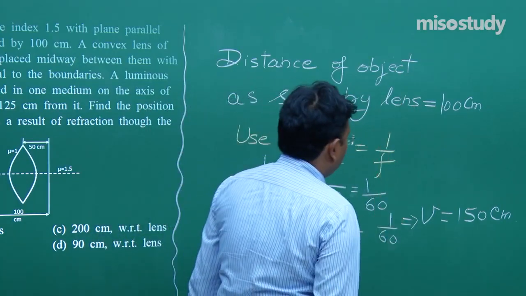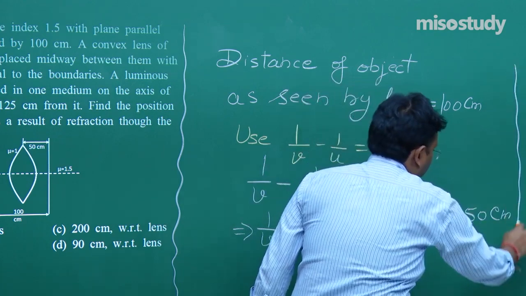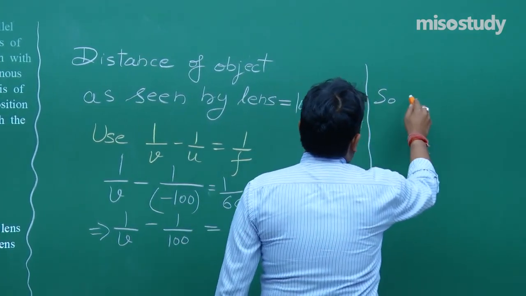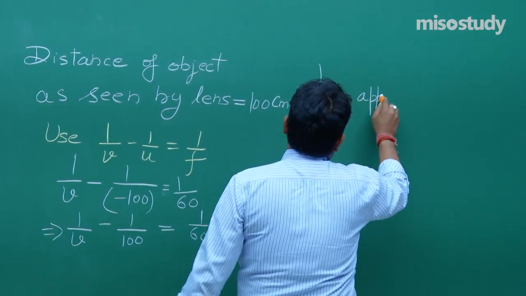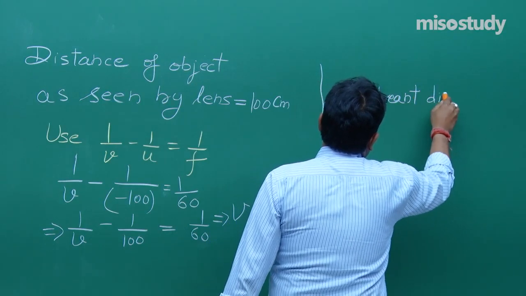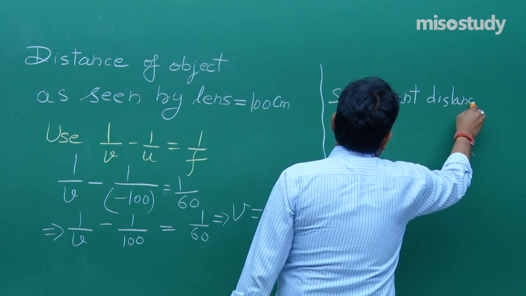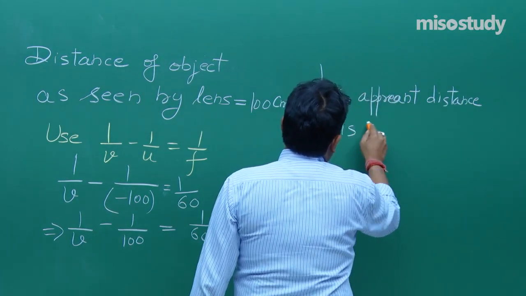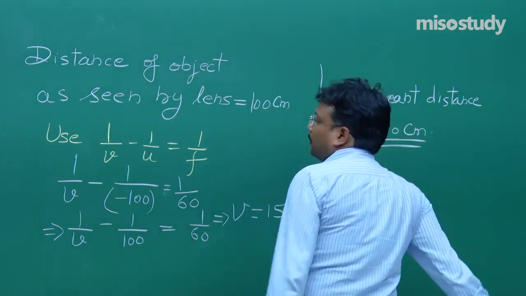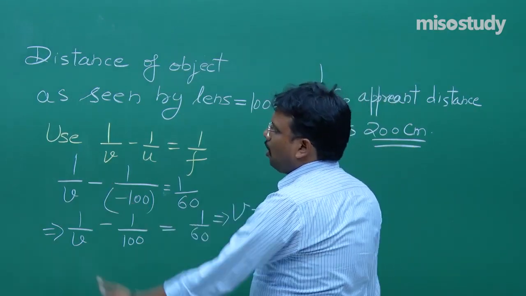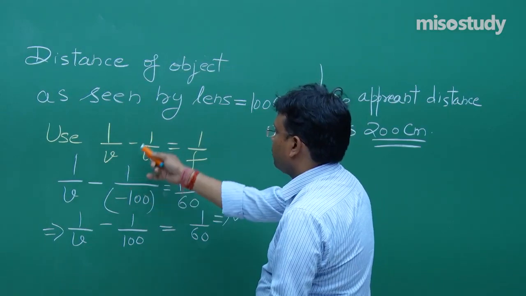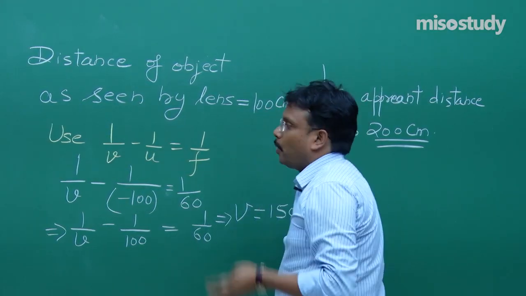I think I should use that space of the board. So, apparent, not actual, apparent distance is 200 centimeters. Fine. So, the question was long, but the solution is based upon a simple formula, 1 upon V minus 1 upon U is equal to 1 upon F.